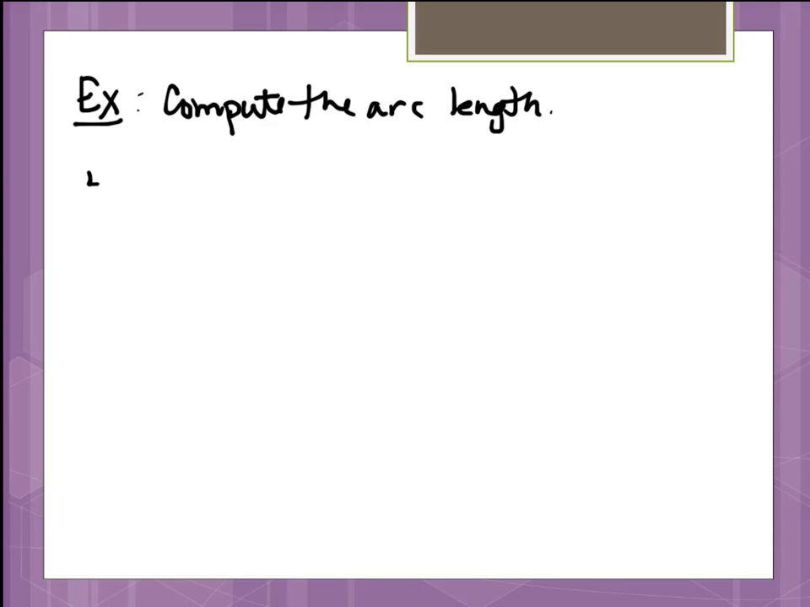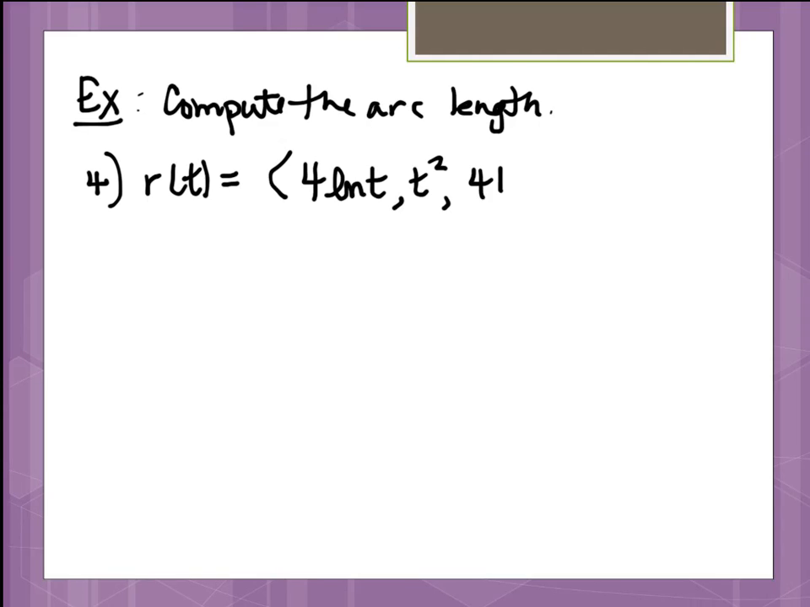Okay, so we're going to compute the arc length, and r of t is 4 natural log of t, t squared, 4t, from 1 to 3. All right, so what do we need to do?